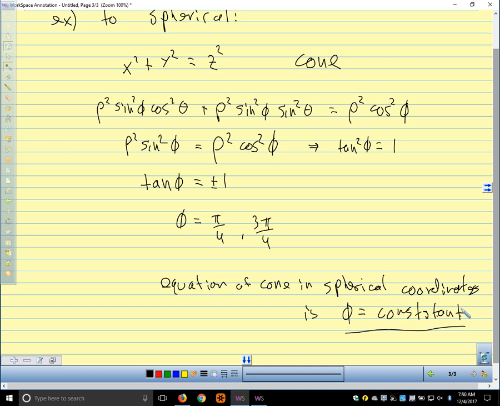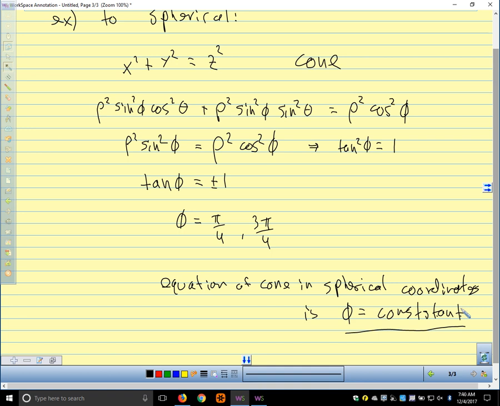And what does this pi over 4 represent? The angle that the cone makes. In rectangular coordinates, what does it represent? The slope of the cone. Yeah, the tangent of that angle tells us the slope of the line that makes the cone. So if we have a smaller slope, then our angle phi is going to be bigger. If we have a steeper slope, then phi is going to be smaller. So the tangent of phi tells us the slope of the lines that make up the side of the cone.